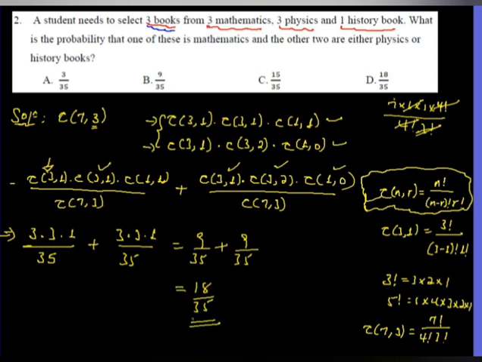Therefore, the probability of selecting one mathematics book and the other two either physics or history books is 18 by 35. Therefore, the answer for this problem is D.